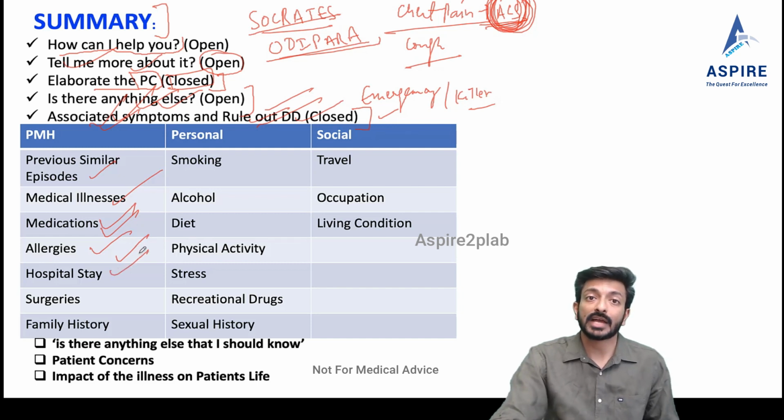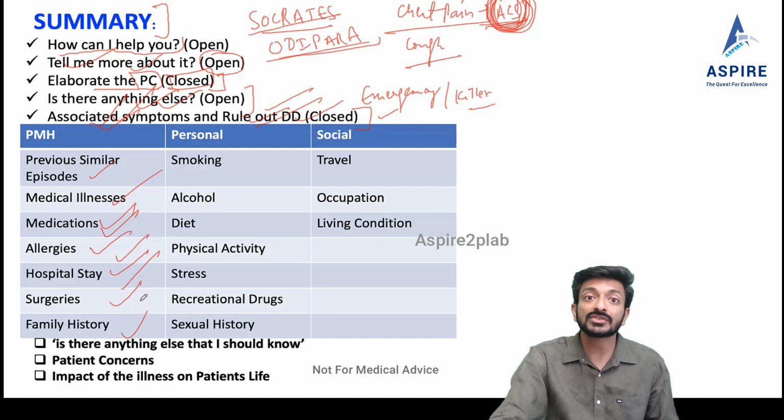Hospital stay. Have you ever been hospitalized, right? If the patient says yes, ask why, what was the reason, how was your stay, elaborate. Surgery. Have you ever had any surgery previously? If the patient says yes, which surgery, why did you have it, and how was your experience? Did you develop any complications?